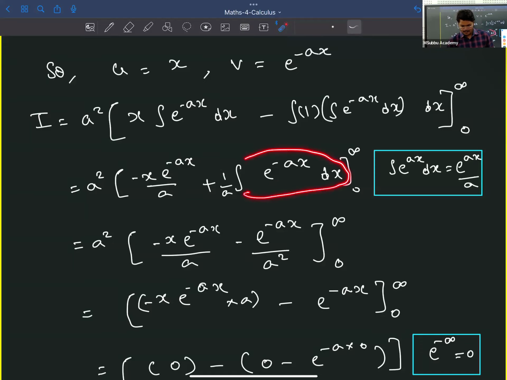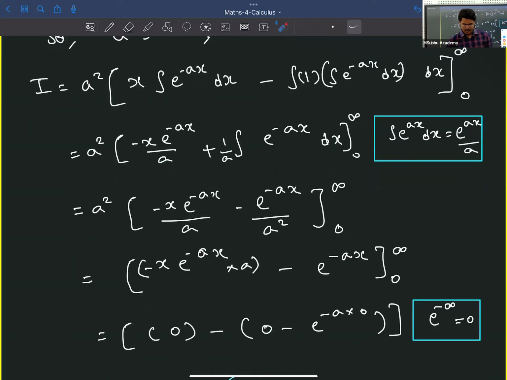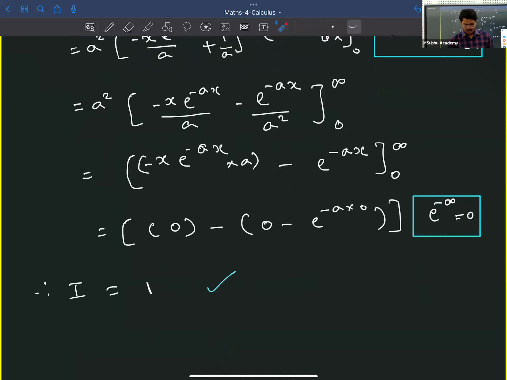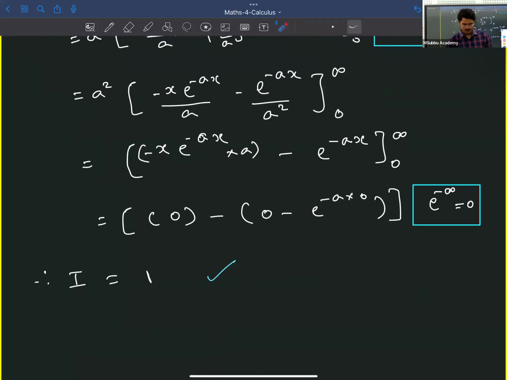So again you have to integrate this part. When you integrate, again the same value, you get minus e power minus ax by a. Already 1 by a remains, so 1 by a into 1 by a will give you a square. Now solve this and apply limits. Multiply this a square inside, so the a square and 1 by a square get cancelled. So minus x into e power minus ax into a minus e power minus ax.